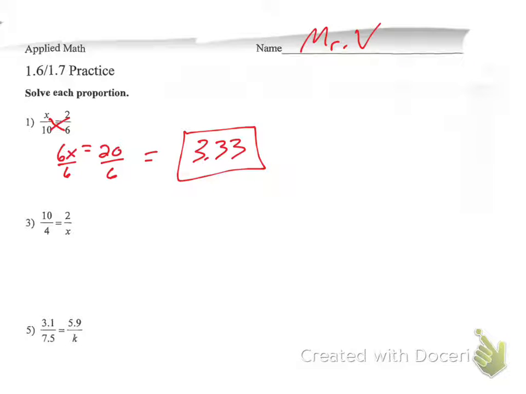For number 3, I'm going to do 10 times x. That's going to give me 10x. And then I'm going to do 4 times 2, which is going to give me 8. Now you could do this as a decimal, or you could just do it as a fraction. But if you do it as a fraction, make sure you simplify. So I know that 8/10 can be reduced. If I divide each one by 2, that's going to be 4/5. And then if I want to go a step further, if I do 4 divided by 5, I get 0.8.